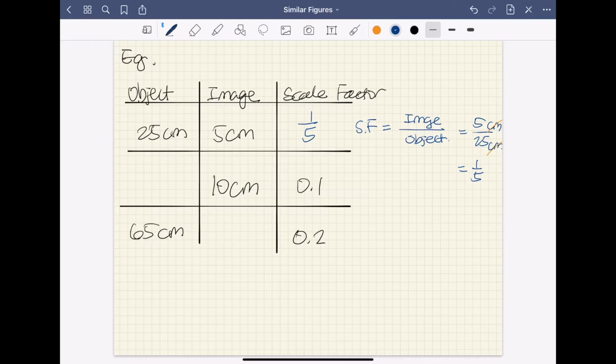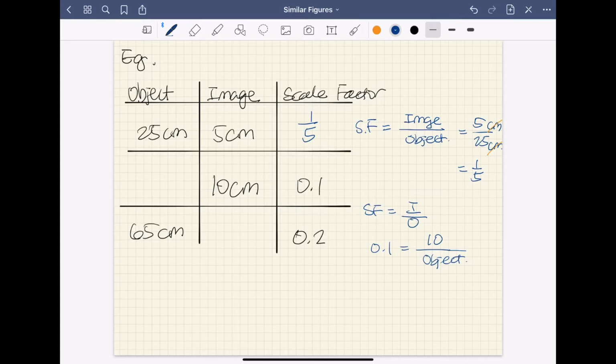Okay, next question. It tells you the image length and the scale factor and asks you to find the object. How do we find it? Again, we'll be using the formula as well. Scale factor equals image over object. We know the scale factor is 0.1. We know the image is 10, but we don't know what the object is. I'm writing "object" here because O looks like a 0 there.